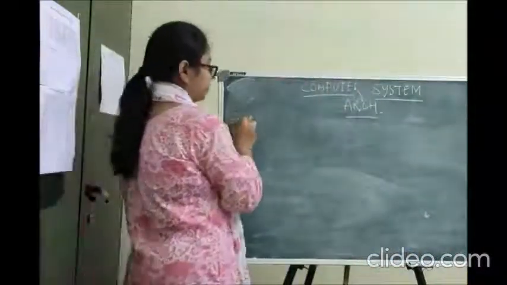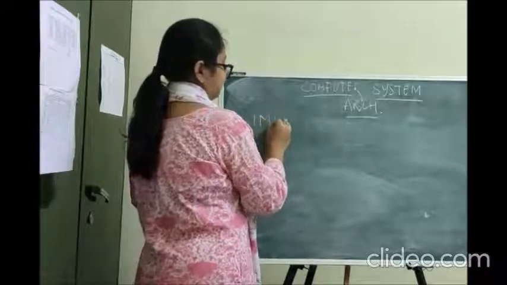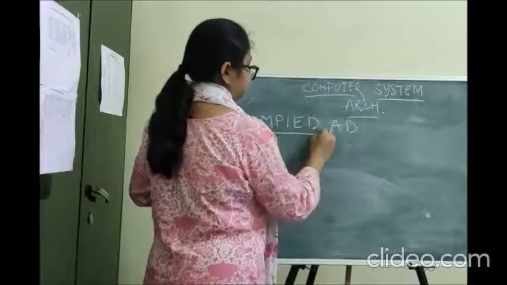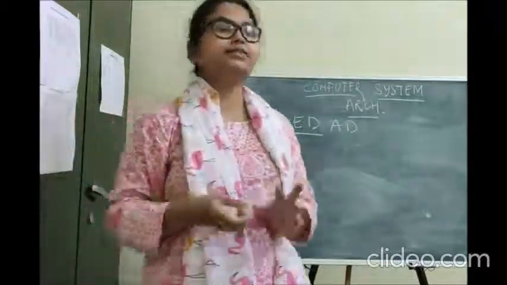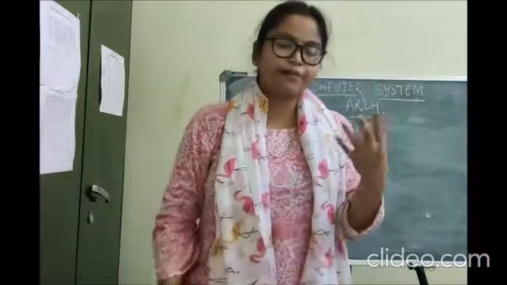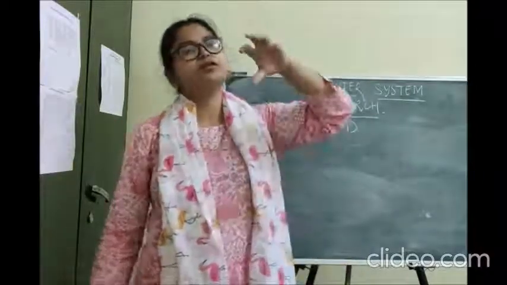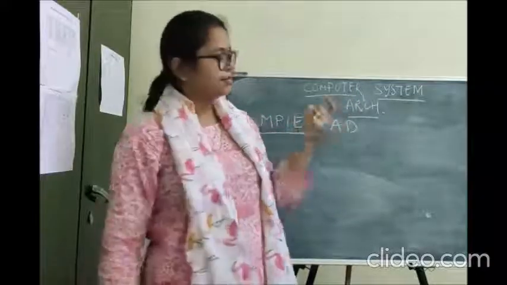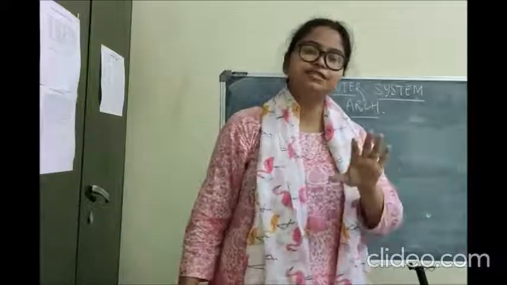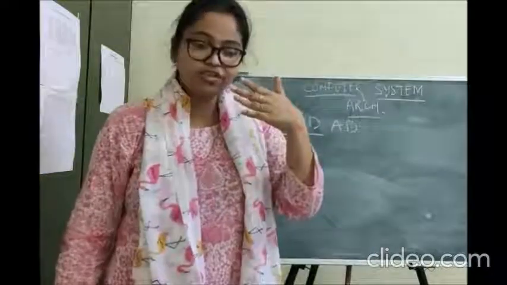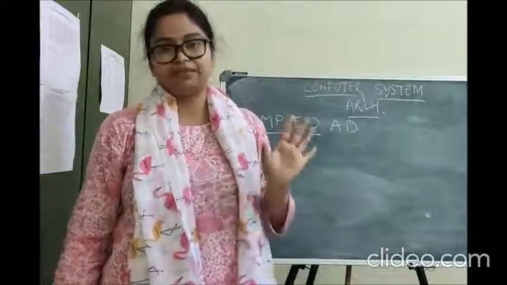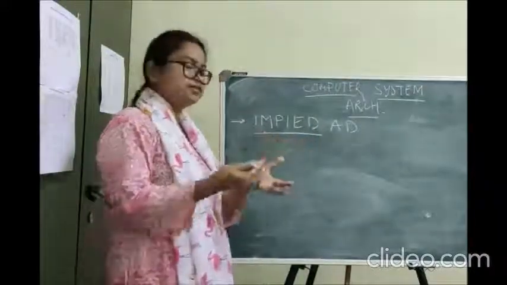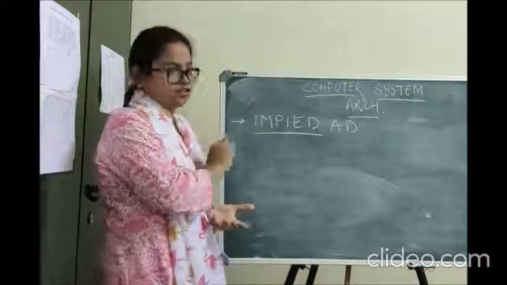So next addressing mode is, I can say, implied. Implied addressing mode is very similar to immediate addressing mode. What happens in immediate addressing mode? The operand itself is directly provided in the instruction, isn't it? But here in implied mode, we just have the opcode. We do not specify any operand explicitly. We do not give anything for the operand itself. Why? As the name says, the operand is directly implied in the instruction.